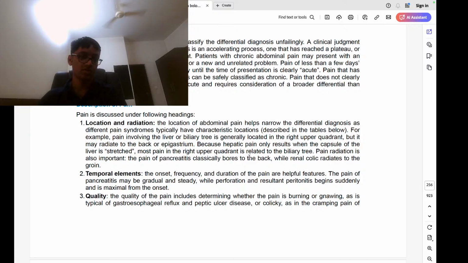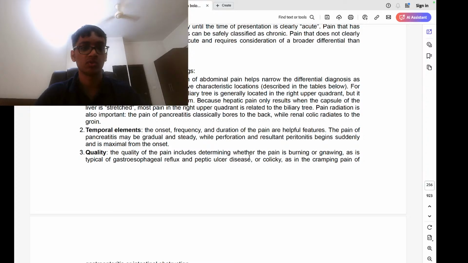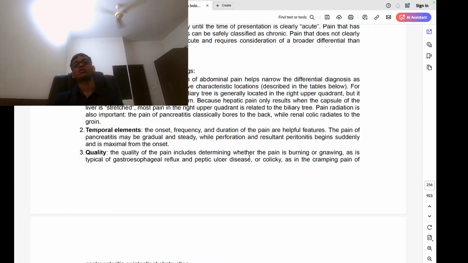So, for description of pain, you have location and radiation. Pain involving the liver or biliary tract is located in the right upper quadrant, but it may radiate to the back or epigastrium. Because hepatic pain only results when the capsule of the liver is stretched, most pain in the right upper quadrant is related to the biliary tree. Pain radiation is also important. Pain of pancreatitis goes to the back. Biliary colic radiates to the back. Renal colic radiates to the groin.